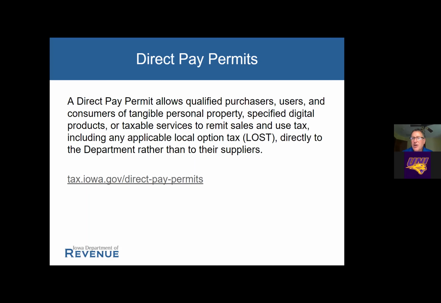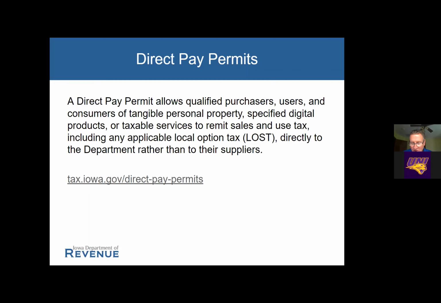And there is information on our website about direct pay permit holders. I'd ask you to check that out if that's something that may apply to you. A couple of things though, this is something that's mainly directed toward large companies that remit tax to us, remit a lot of tax to us, essentially.